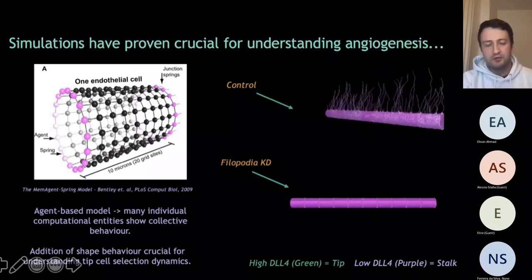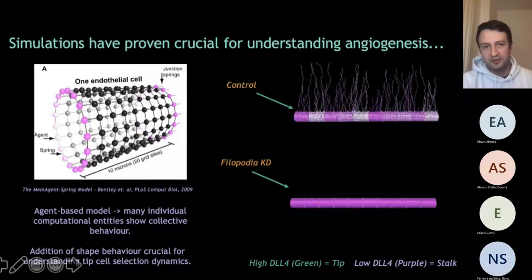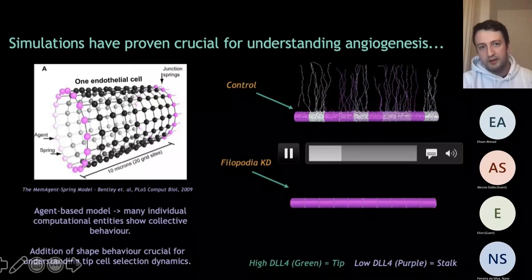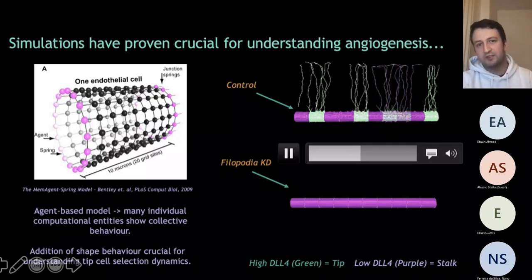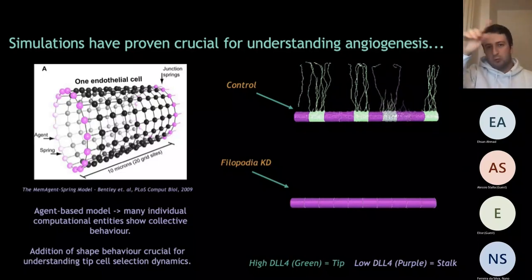You've got a blood vessel floating around, all the cells extend out filopodia into the environment, and then the green ones become more active because they're sensing more of the signal, and the purple ones become inactivated. And eventually they settle into this stereotypical, what we call a salt and pepper pattern of stalk and tip cells, i.e. the active and inactive cells.